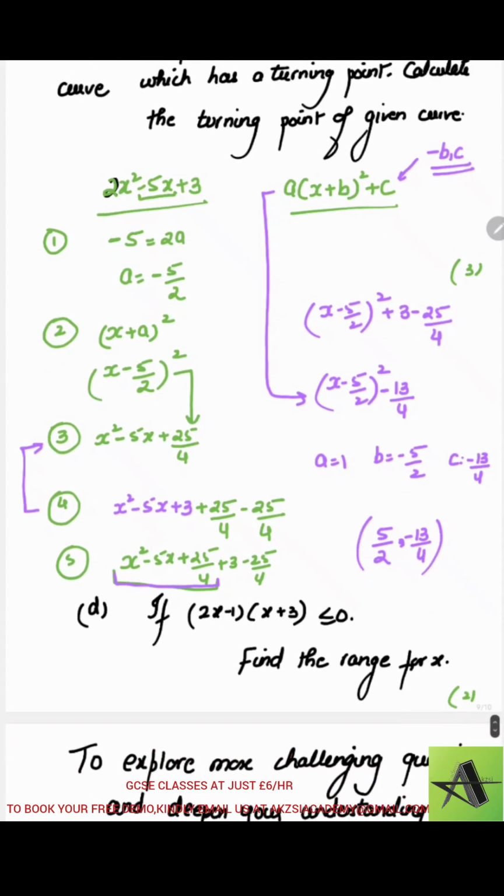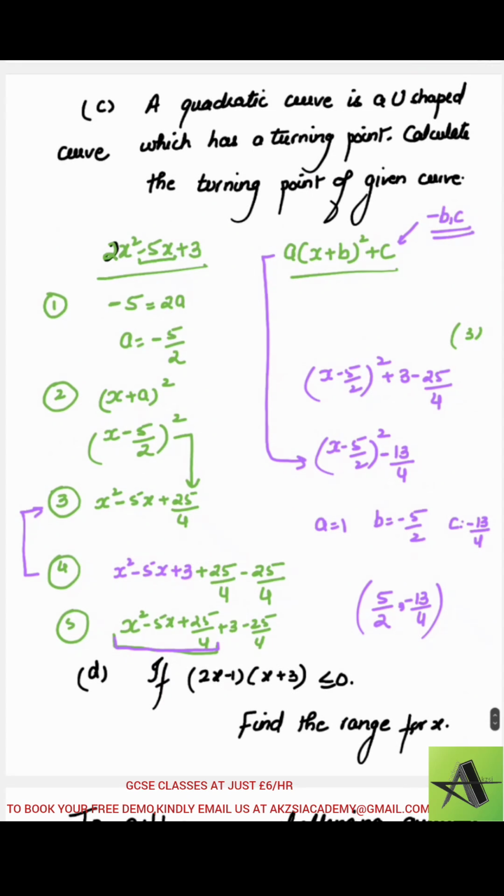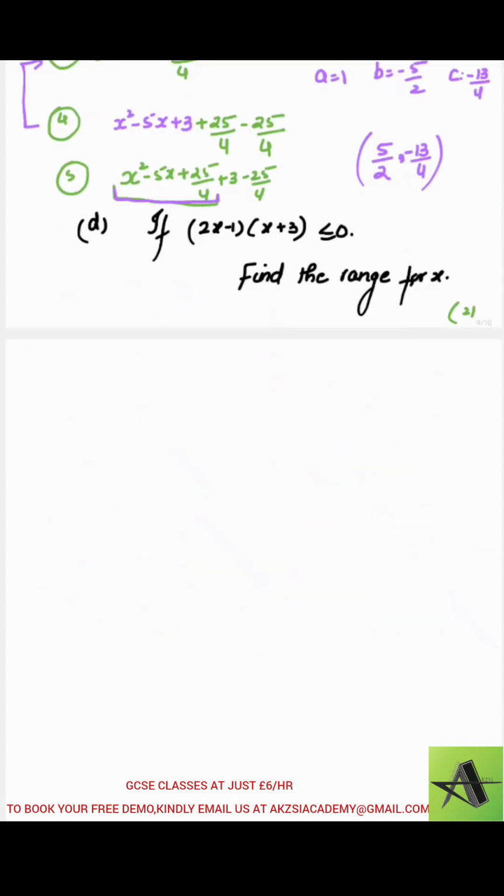Moving on to the next part. The last part says if 2x minus 1 times x plus 3 is less than or equal to 0, find the range for x. This is an inequality, a quadratic inequality. If you're not aware of quadratic inequality, I have attached the link for that as well. You can go through it, or else I'm trying to explain it a little bit here.